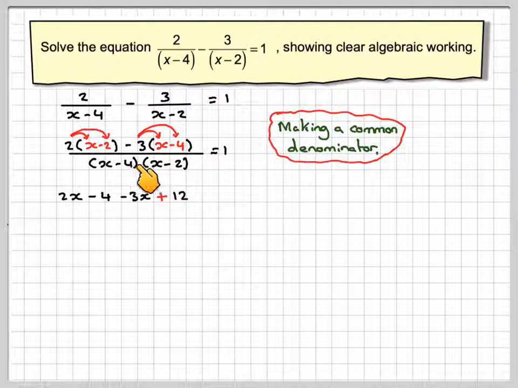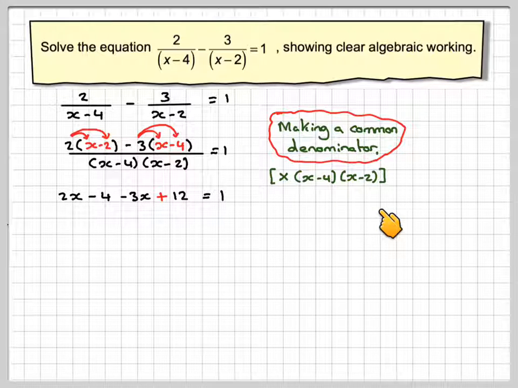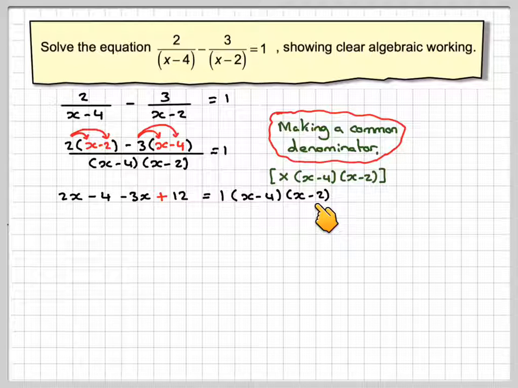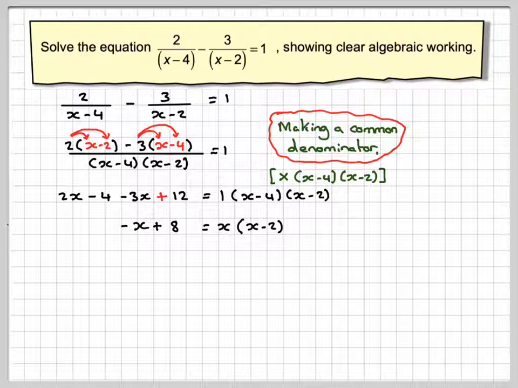Now we are dividing here by x minus 4 times x minus 2, so in order to do the opposite of dividing, if we now multiply both sides by x minus 4 times x minus 2, then basically this here will move up here, so it becomes 1 times x minus 4 times x minus 2. Right, collecting together like terms, so 2x minus 3x gives me minus x, minus 4 plus 12 gives me plus 8, and then we do x times x minus 2 minus 4 times x minus 2.